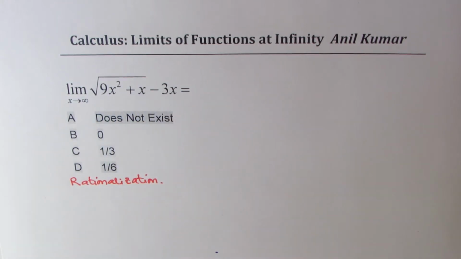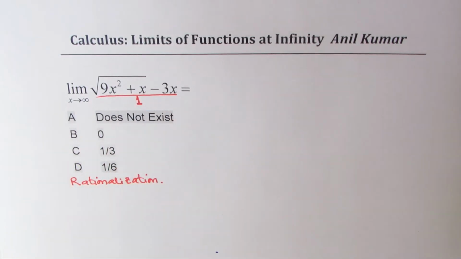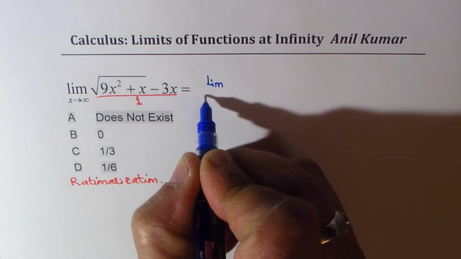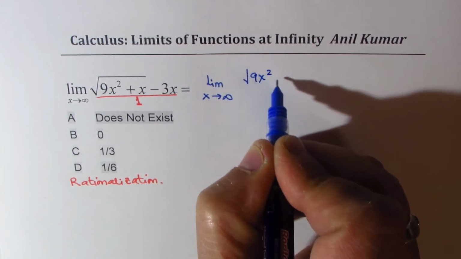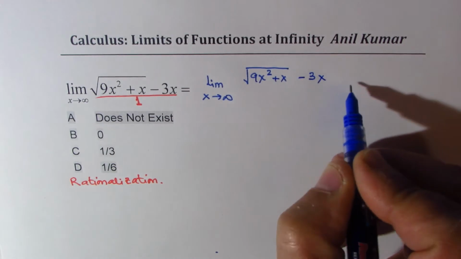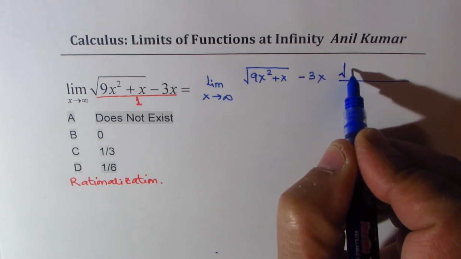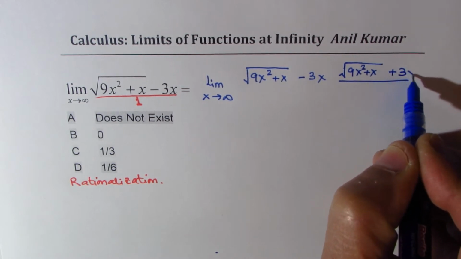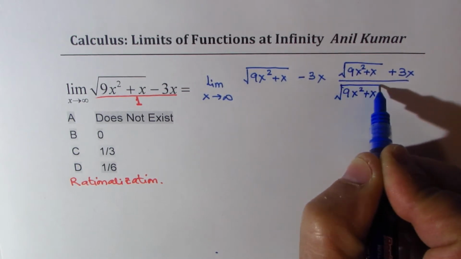I'm saying numerator since you could consider this function as something over 1, right? So treat it like this. So we could write this as limit x approaches infinity for the square root of 9x squared plus x minus 3x. Now the conjugate for this is what you need to multiply and divide with, which will be the square root of 9x squared plus x plus 3x, correct? So you multiply and divide by the conjugate, and that is the rationalization of the numerator.